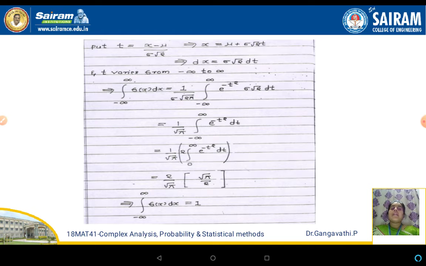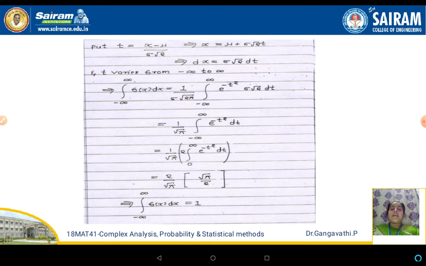Now consider your integral from minus infinity to infinity of f of x dx. 1 divided by sigma into root 2 pi is a constant, so you can write it outside, and the integration applies only to e to the power of minus t square times sigma root 2 into dt. You have substituted for dx as well as x. On simplifying this, we get 1 divided by root pi, integral from minus infinity to infinity of e power minus t square dt. The integral from minus infinity to infinity can be written as 2 times the integral from 0 to infinity, and the integrand remains the same, that is e to the power of minus t square dt.